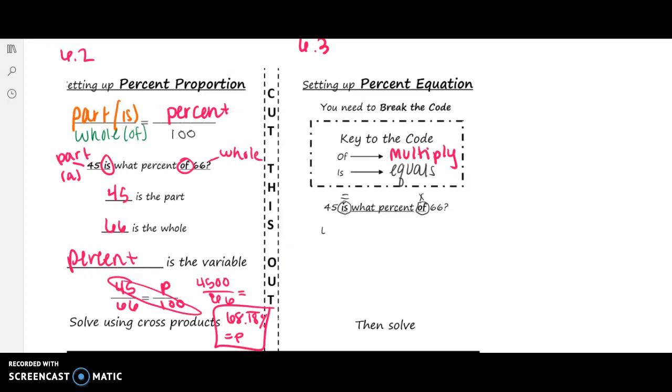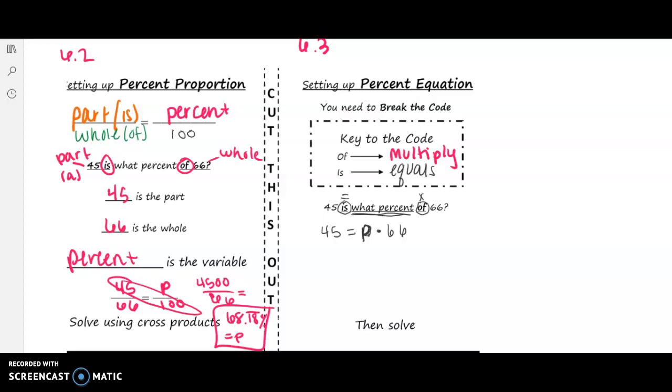So we have 45 is, which is equals, what percent, and whenever we don't know what the percent is, or we see the words "what percent," we know that we are looking for our P. "Of" means we are going to multiply, and then 66. So we're going to write it the same way that we see it, only instead of using the words "is" and "of," we're going to substitute a multiplication sign or an equal sign, depending on what word it is.